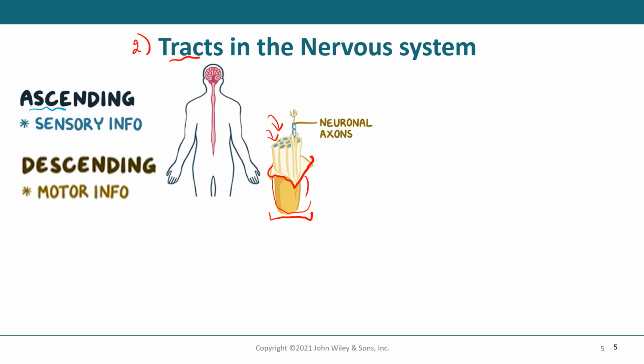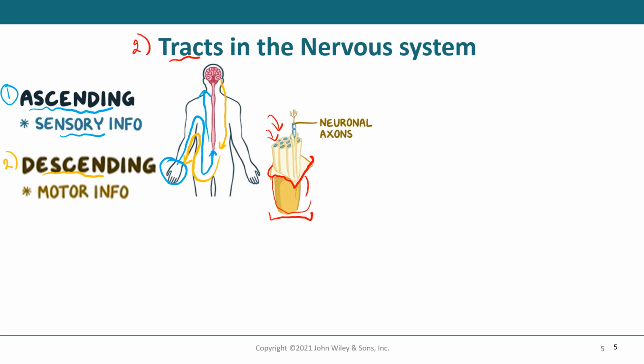Here you have the first type of tracts, the ascending tracts. For example, you burn your hand, and that information travels using neurons. All this bundle of axons arrives to the spinal cord, and they move to the brain, and this is sensory information. The second type of tracts are the descending tracts that go from the brain to the spinal cord, and this is motor information that says to make your hand move away.